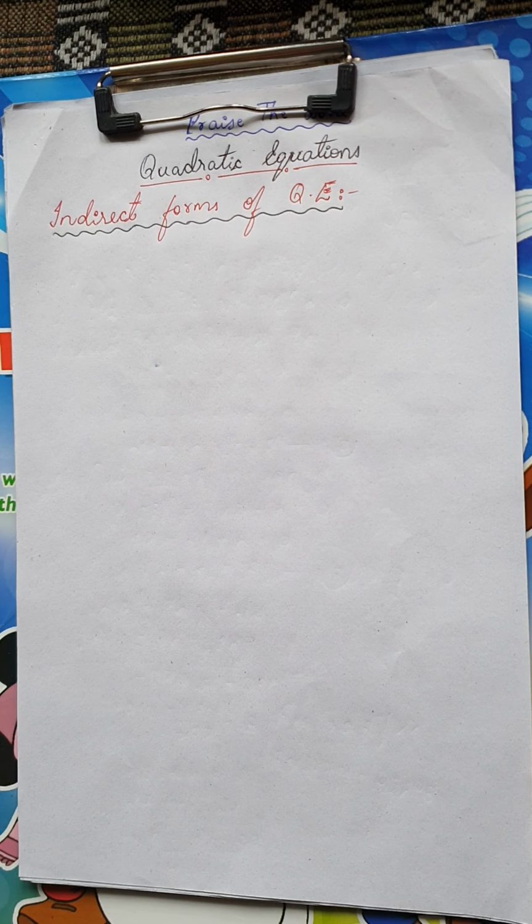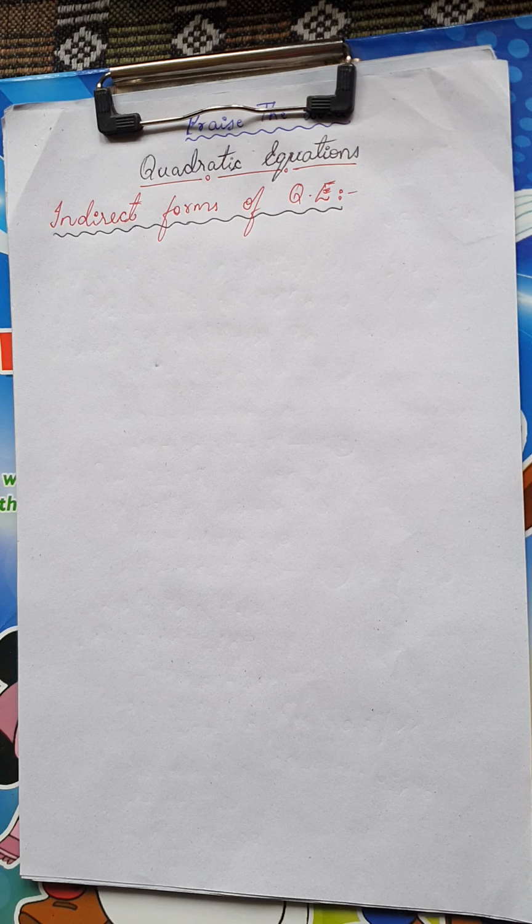Now in the previous few sessions we were discussing finding the solutions of quadratic equations in many ways. In three different ways we found out, that is factorization method, completing the square method and the formula method. And in this class we are going to see some quadratic equations which are not given directly. Some equations would not be given directly.